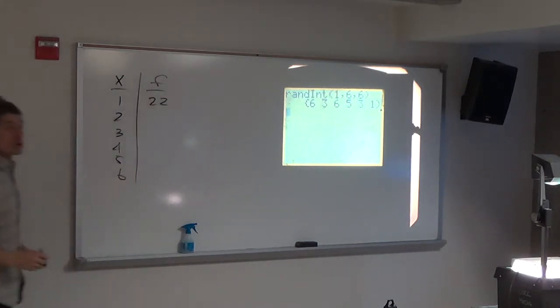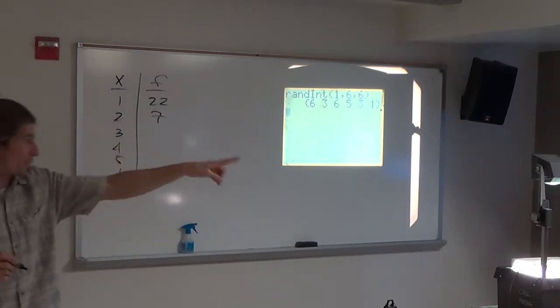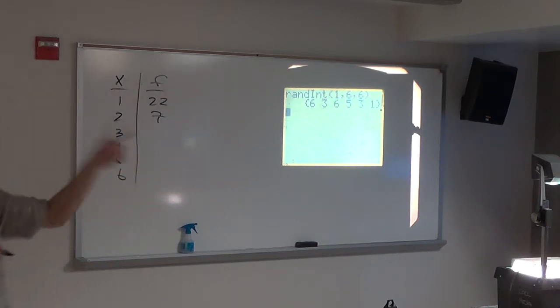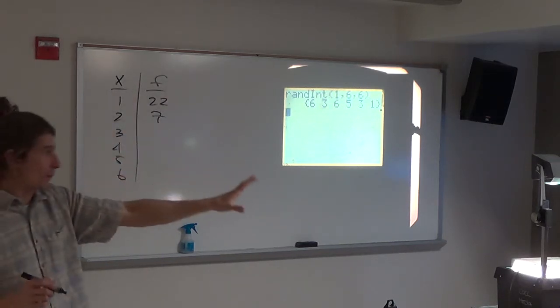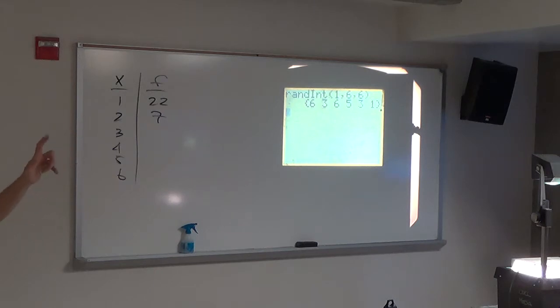Okay? How many 2s did we get? 1, 2, 3, 4, 5, 6, 7. Very cool. How many 3s did we get? 5 3s? Just 1. Okay, I wouldn't doubt 5. It's going to happen somewhere. 1, 2, 3, 4, 5, 6, 7, 8, 9, 10, 11, 12, 13, 14, 15, 16, 17, 18, 19, 20, 21, 22.